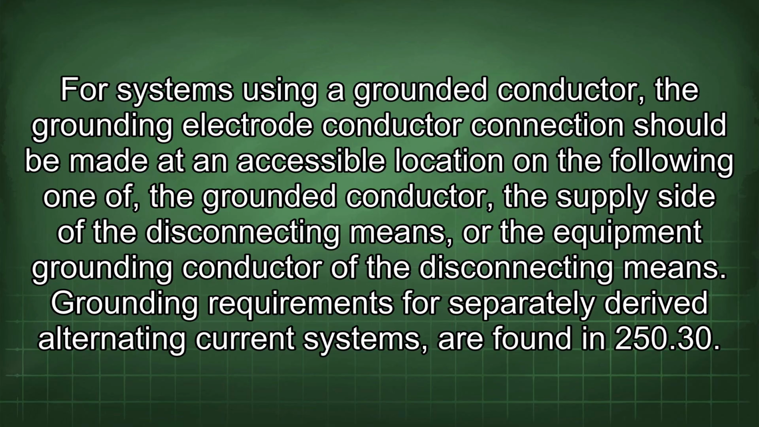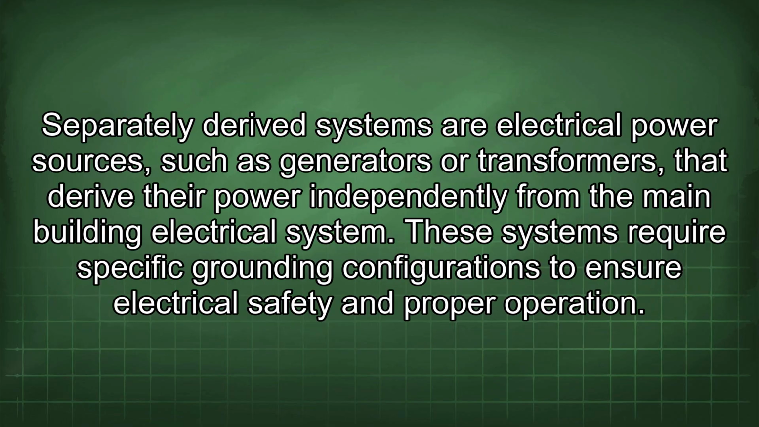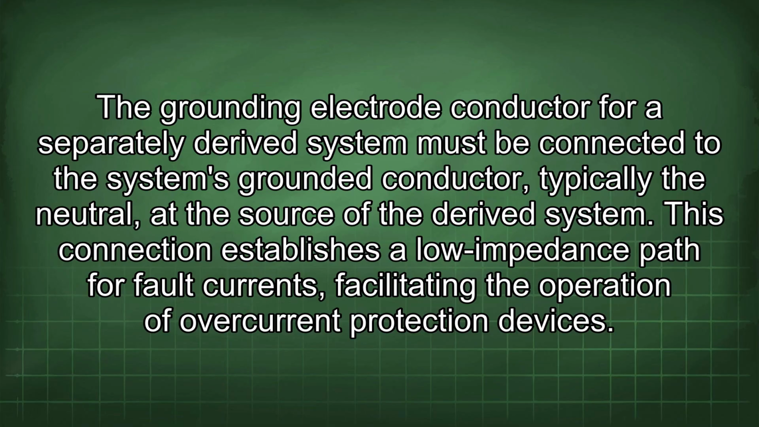Grounding requirements for separately derived alternating current systems are found in 250.30. Separately derived systems are electrical power sources, such as generators or transformers, that derive their power independently from the main building electrical system. These systems require specific grounding configurations to ensure electrical safety and proper operation. The grounding electrode conductor for a separately derived system must be connected to the system's grounded conductor, typically the neutral, at the source of the derived system. This connection establishes a low impedance path for fault currents, facilitating the operation of overcurrent protection devices.